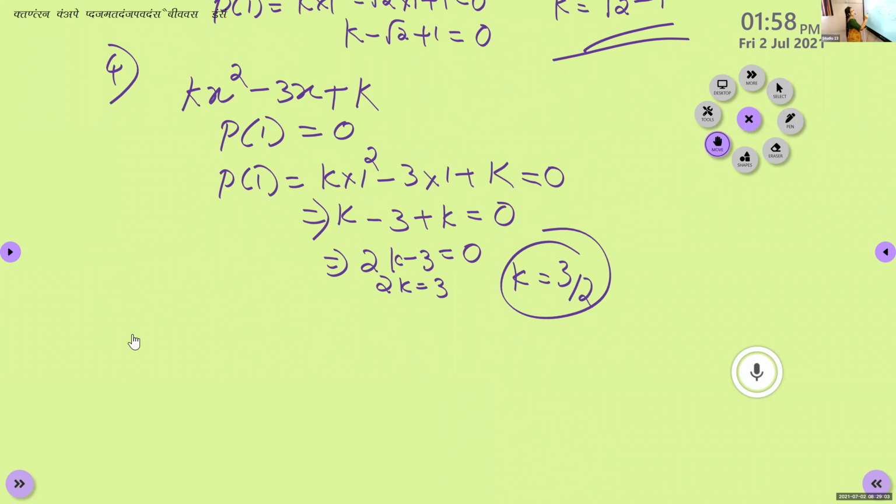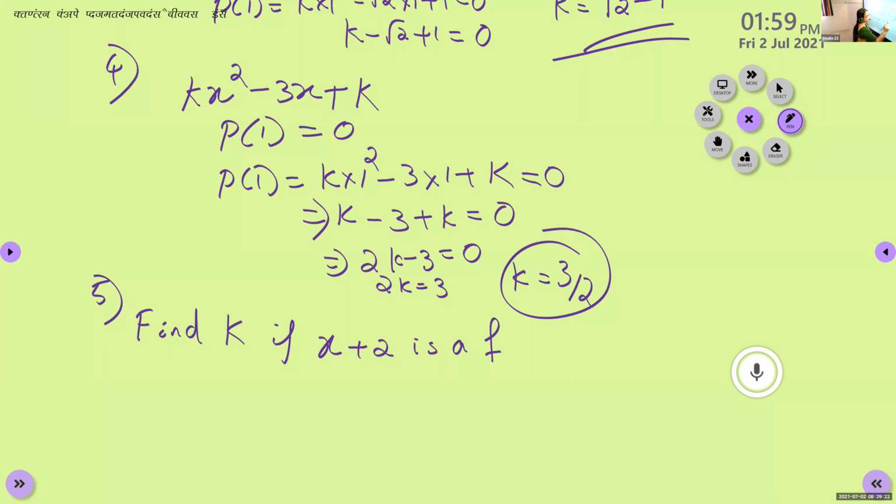Fifth one, find k if x plus 2 is a factor of 3x square plus kx plus 6. X plus 2 is a factor of 3x square plus kx plus 6. All of you try.